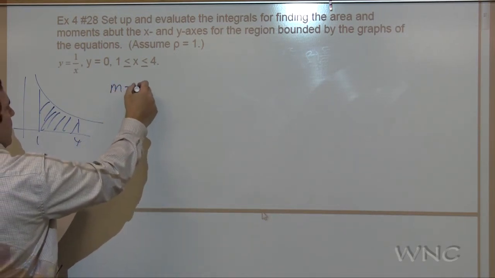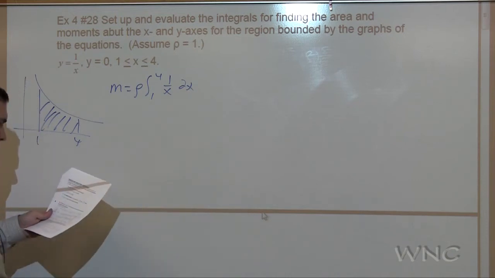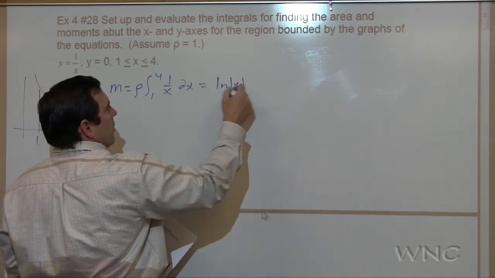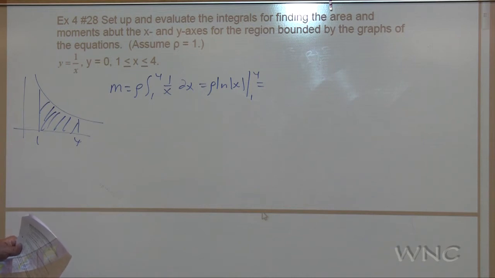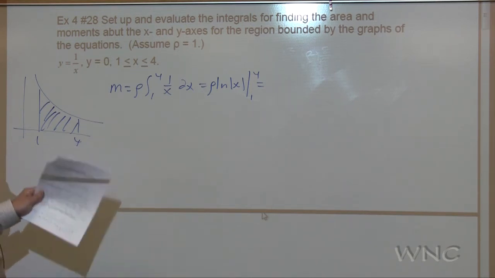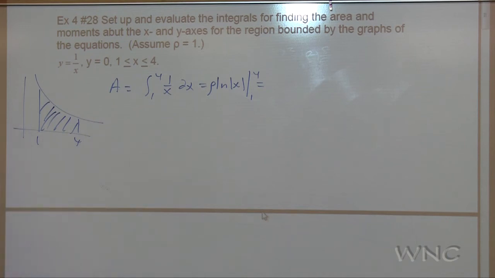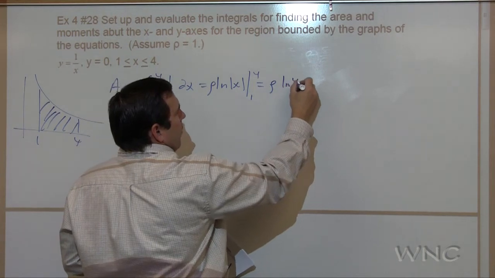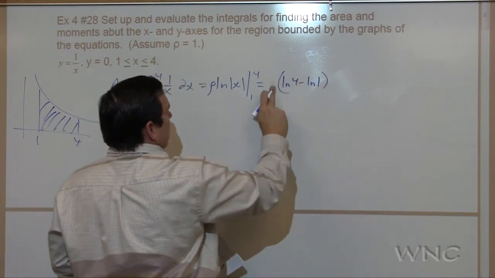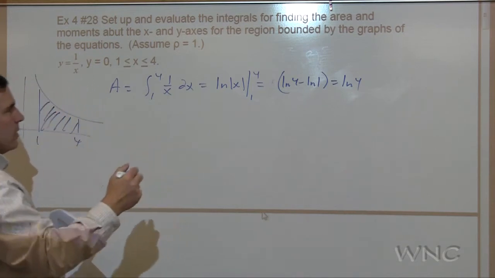So our mass is going to be the rho times the integral from 1 to 4 of 1 over x dx. That's natural log of the absolute value of x, I forgot my rho, from 1 to 4. Oh, well, I need to find the area. A is actually similar to this without the rho. I guess we just have to find Mx and My, so we don't have to find the actual center of mass. Okay, so this is going to be natural log of 4 minus natural log of 1. No rho, I forgot we're doing area. And that's just natural log of 4, because natural log of 1 is 0.